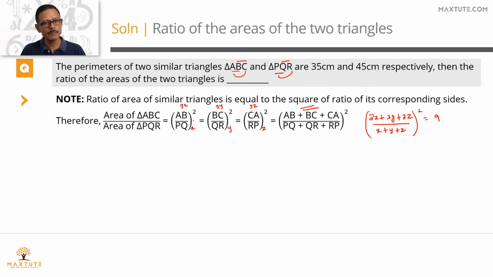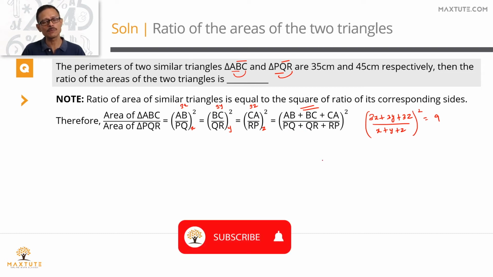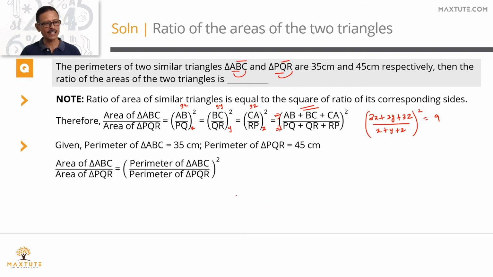So if AB by PQ whole square is equal to BC by QR whole square is equal to CA by RP whole square, that is going to be equal to AB plus BC plus CA upon PQ plus QR plus RP, whole square. What is this? This is the perimeter of the first triangle. What is the second one? This is the perimeter of the second triangle. So the ratio of the areas of ABC and PQR will be the same as the square of the ratio of their perimeters.